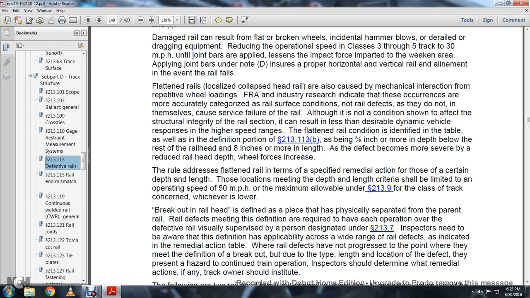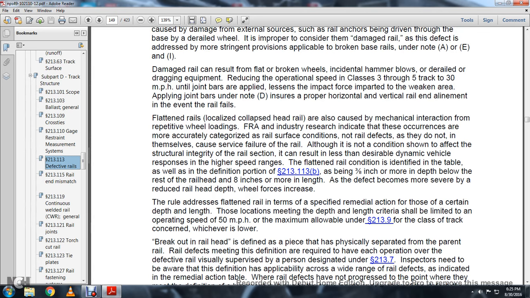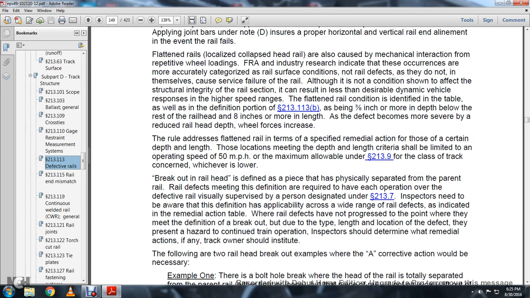The flattened rail condition is identified in the table, as well as the definition portion of section 213.113(b), as being 3/8 of an inch or more in depth below the rest of the railhead and 8 inches or more in length. The defect becomes more severe as the railhead depth is reduced and wheel force increases. The rule addresses the flattened rail in terms of specified remedial action for those in certain depth and lengths. The location meeting the depth and length criteria shall be limited to an operating speed of 50 miles an hour, or the maximum allowable under section 213.9 for the class of track, whichever is lower.